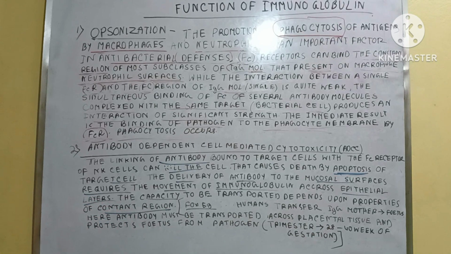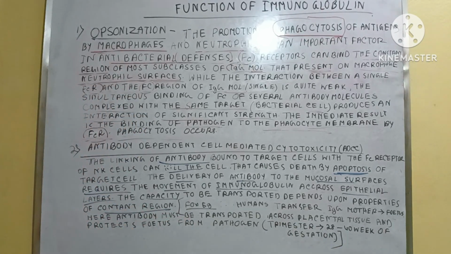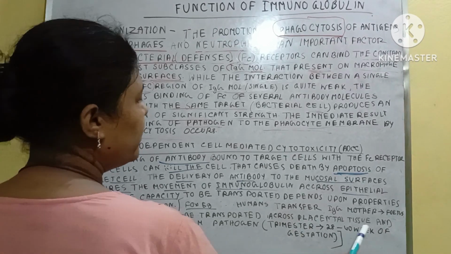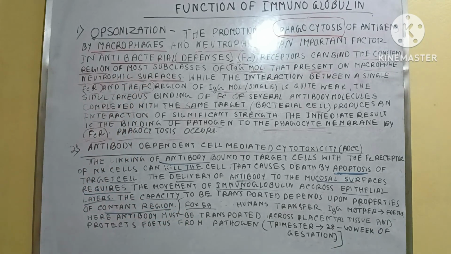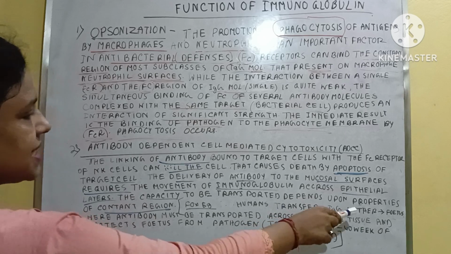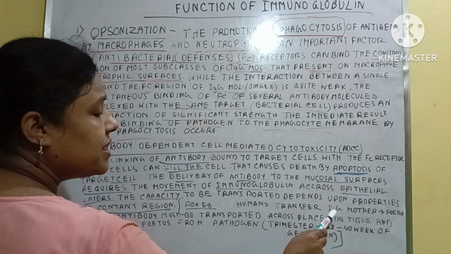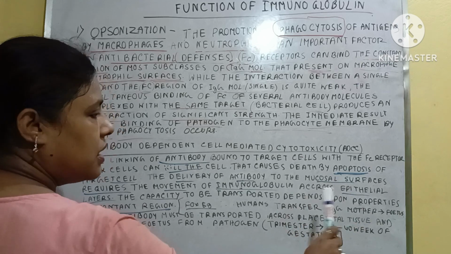The trimester gestation period means 28 to 40 weeks of pregnancy. Clear? 28 to 40 weeks of pregnancy. In that situation, the antibody must be transported across the placental tissue. What is the function of the placental tissue? It actually separates the mother and the fetus.